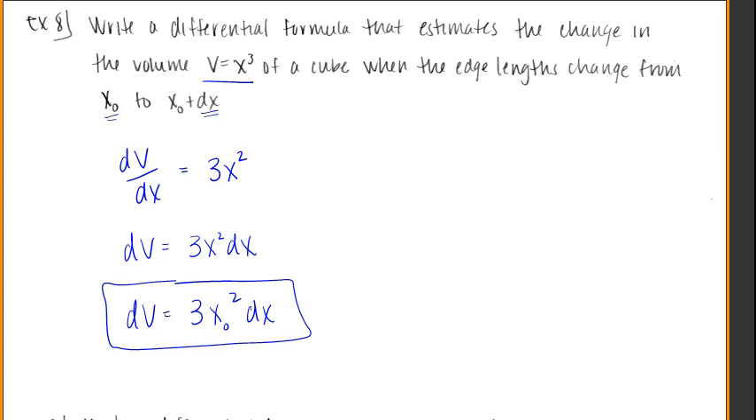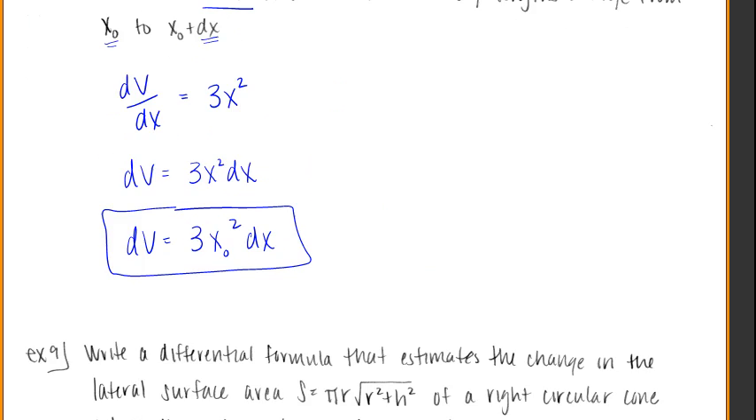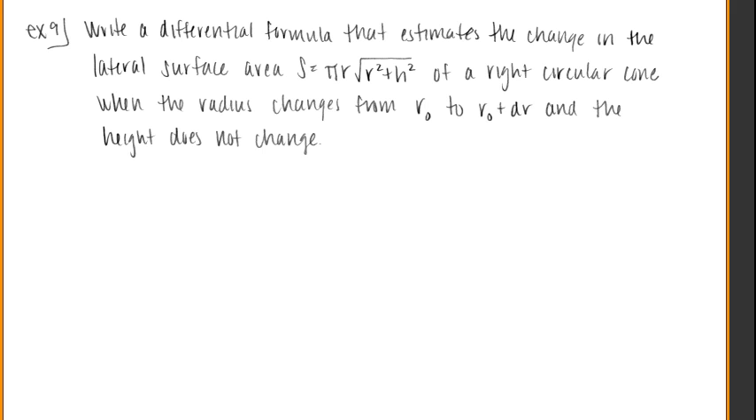So again, all you have to do is just take the derivative of the dependent variable with respect to the independent variable and just use your x naught terms and then just solve it for dV, or if it was like dy, or if it was ds, just change it for that. So let's go to example number 9.